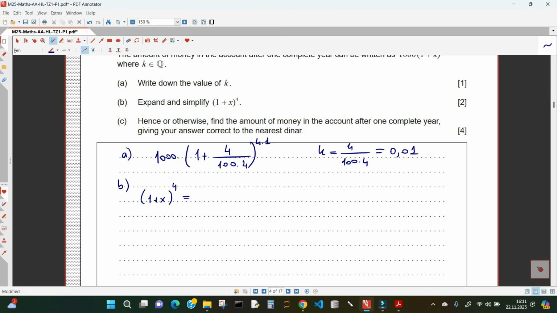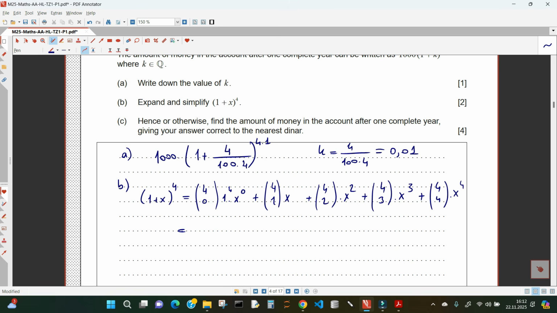For the coefficients, you will write the combinations. You can start with 4 choose 0 times 1 to the power of 4. You don't need to write this because 1 is not going to affect the multiplication. And then x to the power of 0, plus 4 choose 1 times x, plus 4 choose 2 times x squared, plus 4 choose 3 times x cubed, plus 4 choose 4 times x to the power of 4. And simplify this.